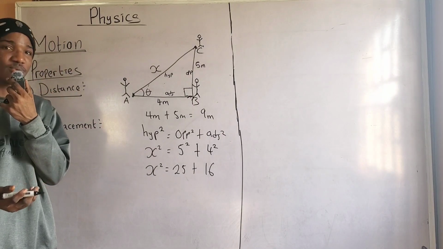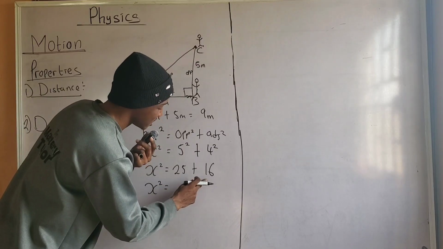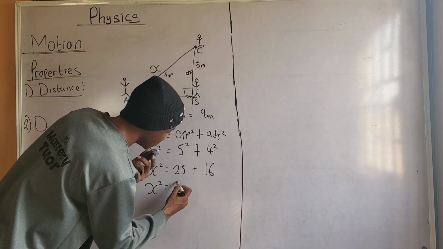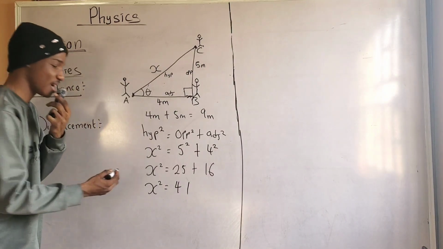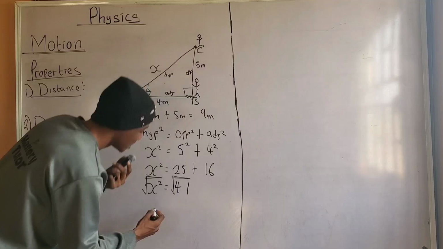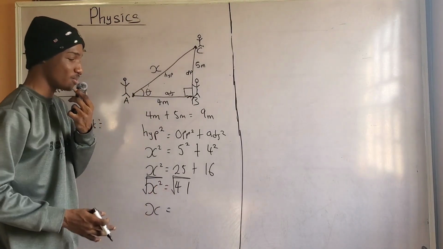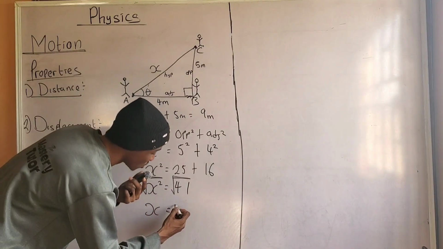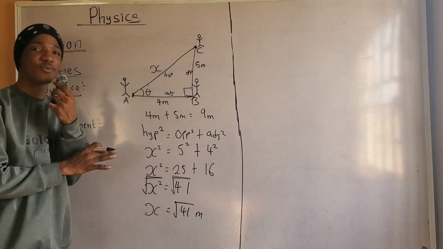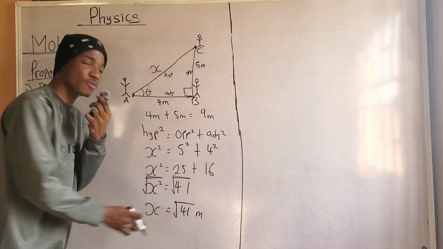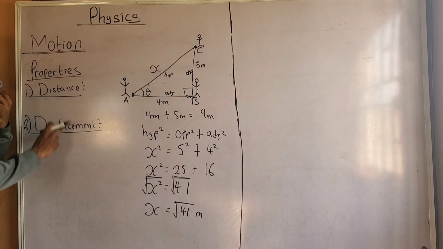You can see that it's simple. Now, x squared is equal to 25 plus 16, which will give you 41. So to get the value of x, what are you going to do? You just have to take the square root of both sides, right? X will be equal to the square root of 41. Well, let us leave the answer in short form. So I'm going to have square root of 41 meters. That is the value of x. Now, the shortest distance traveled by the object is root of 41. So that is the relationship that exists between distance and displacement.